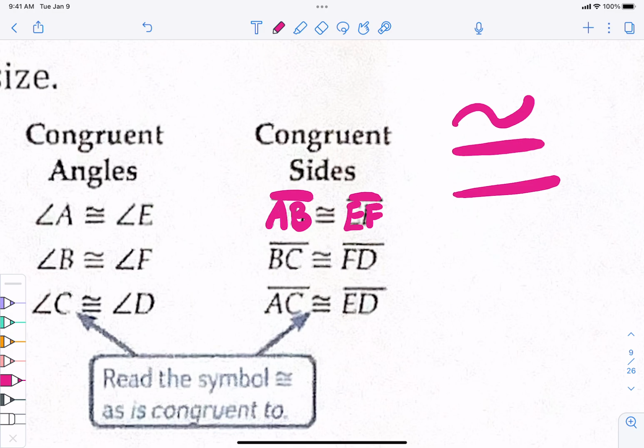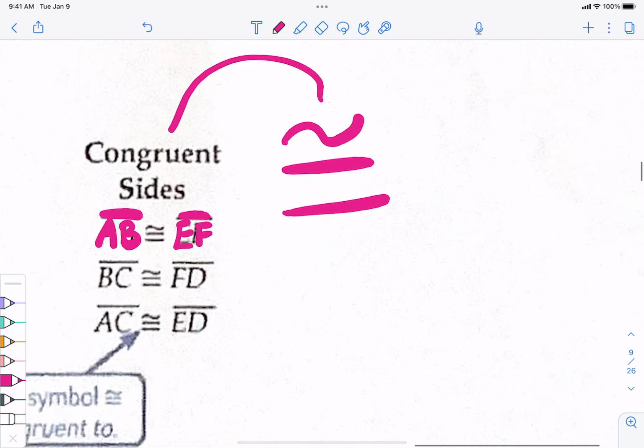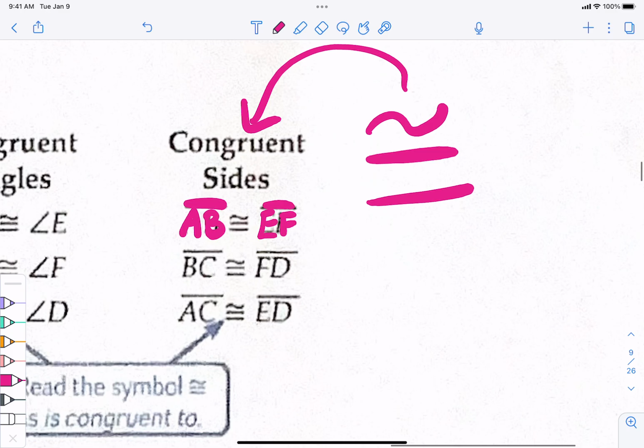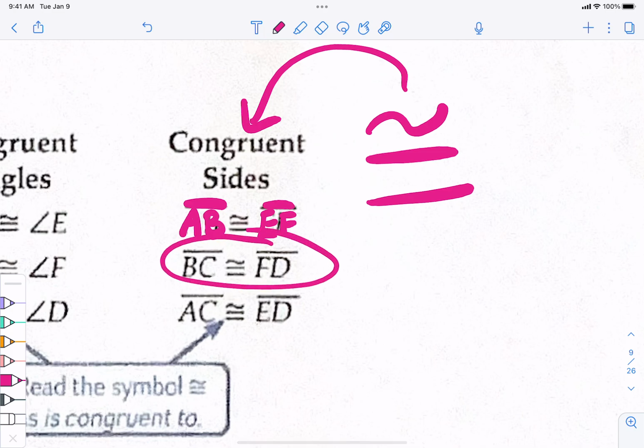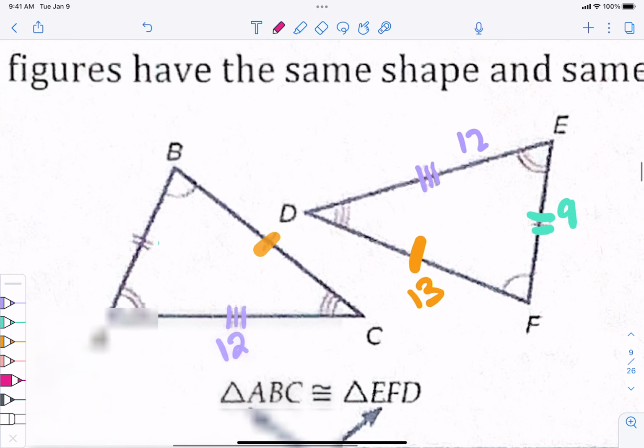So it's an equal sign with a little squiggle over top of it, and this means congruent. This is the symbol that you use for congruent. So that symbol means AB is congruent, or the same size as EF. BC is congruent to FD. These two are congruent, same size. AC is congruent to ED. They're the same size. So that is just the notation that they use for it being congruent. Make sense? Okay, let's talk about angles.